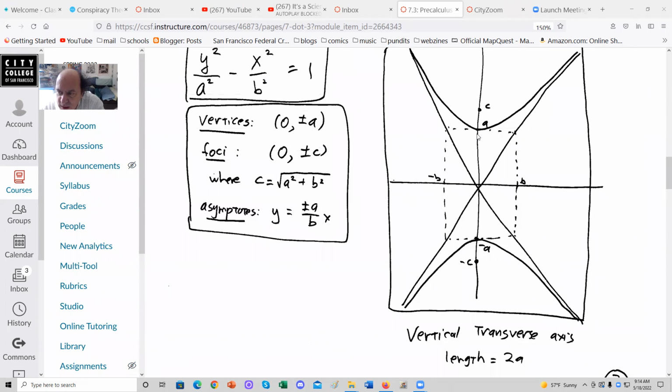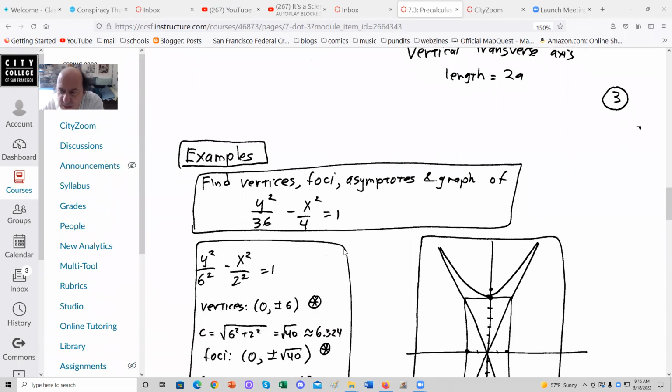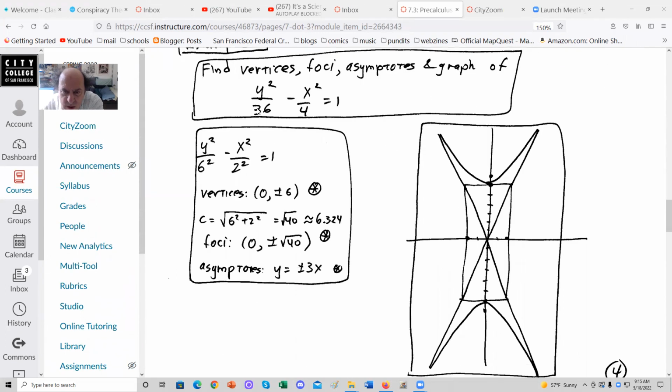And here, the length between the 2 vertices is in this case the vertical transverse axis. Its length is twice a. So, for example, find vertices, foci, asymptotes, and graph of y squared over 36 minus x squared over 4 equals 1. Right, 36 is 6 squared, 4 is 2 squared, y squared over 6 squared minus x squared over 2 squared equals 1. So, because y is going first, we put these vertices on the y-axis.